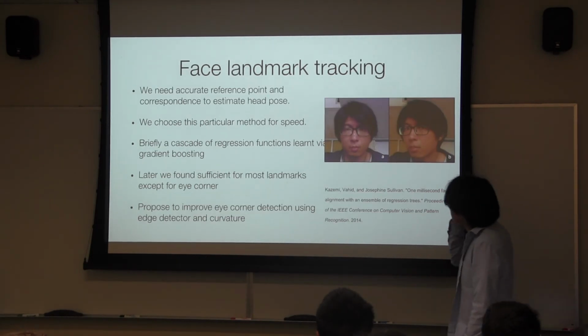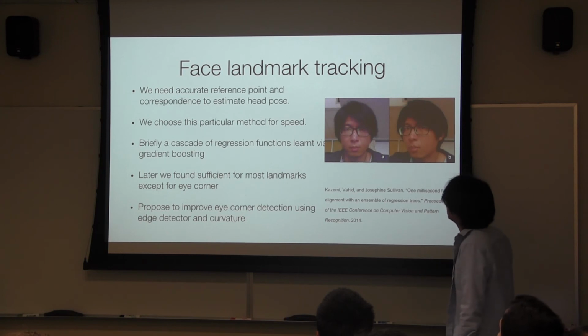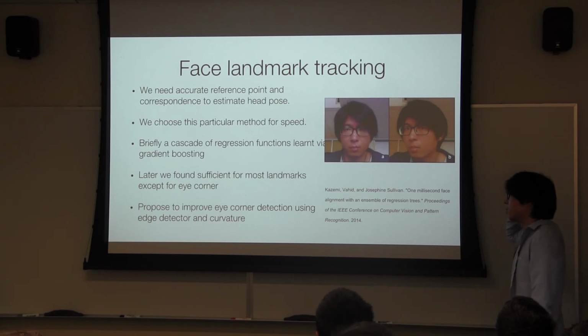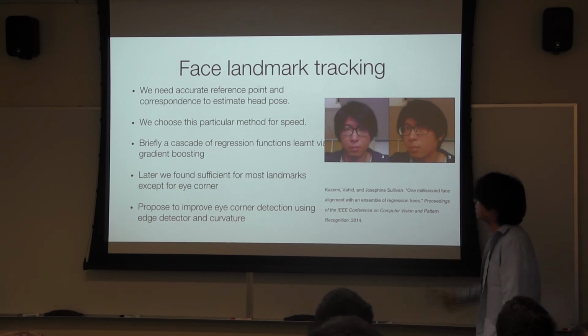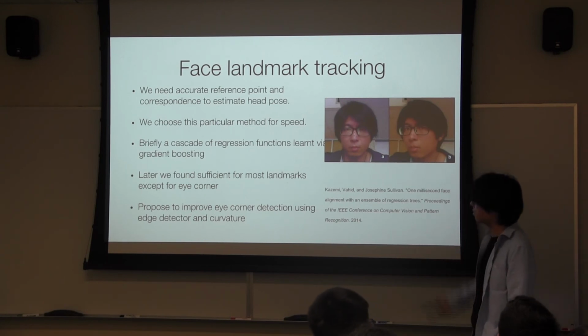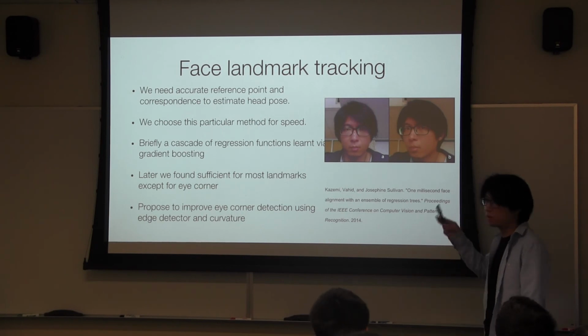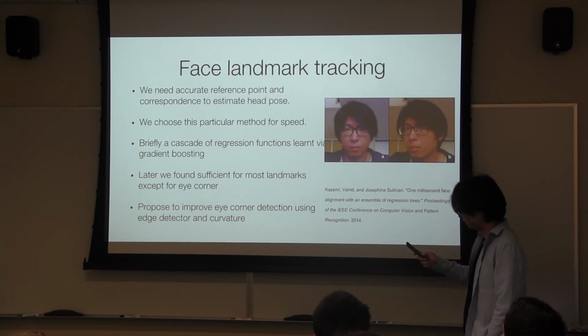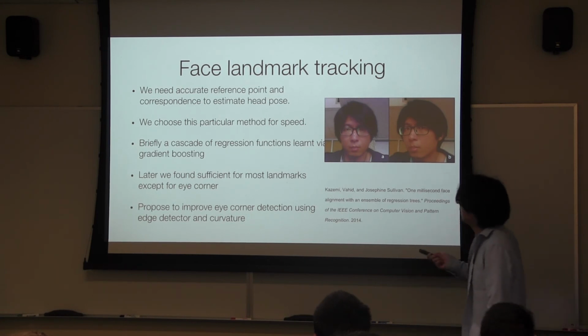People have already talked about this, I guess. It's just face landmark tracking. We need this to estimate the accurate reference point, and also to estimate the face pose, the head pose. I tried a few options, and found this one pretty fast, so that's why we used it. The problem with this is that, for our purpose, it's sufficient for most landmarks, except for the eye corners, because there we see it's really important.